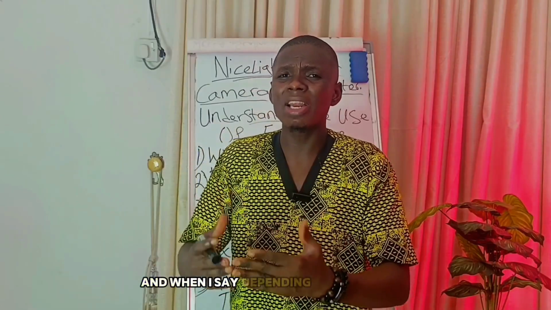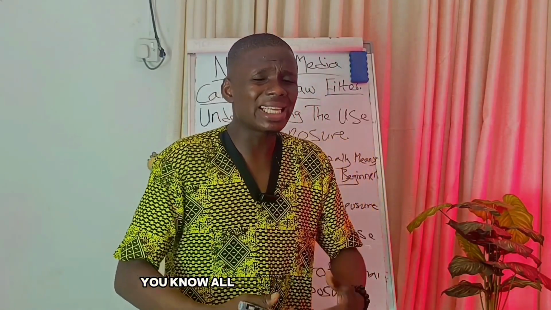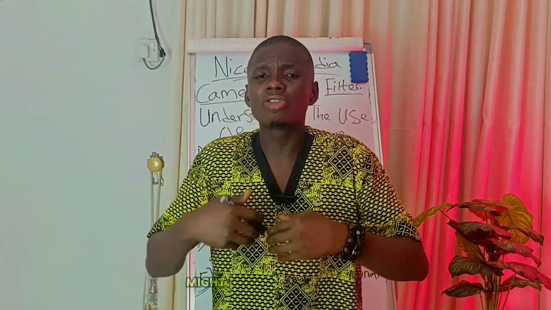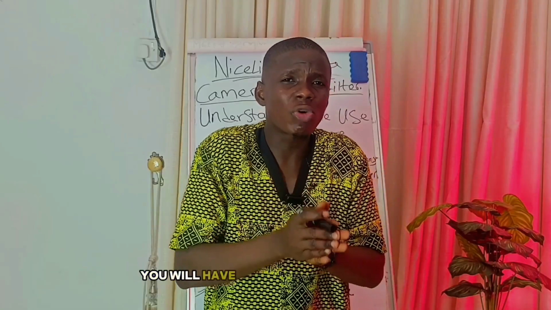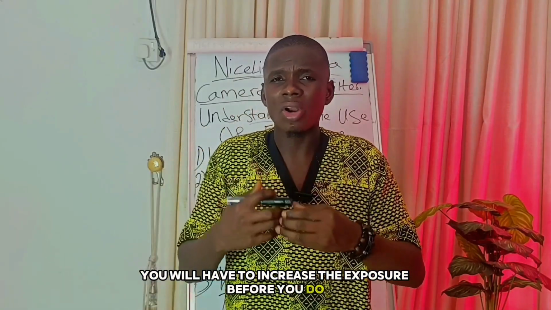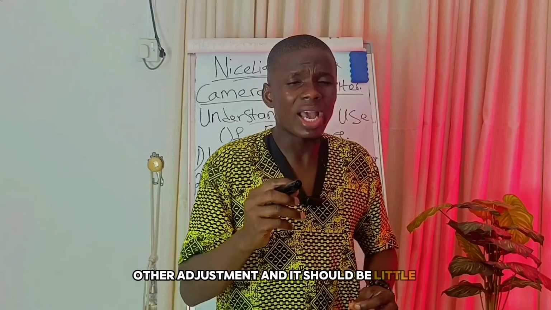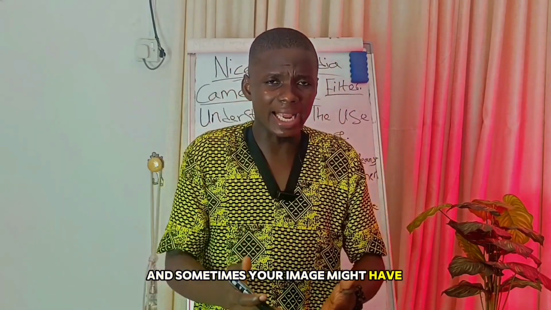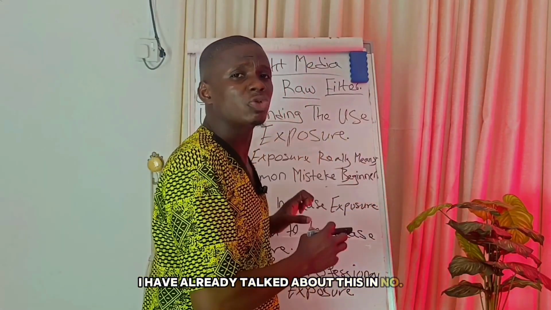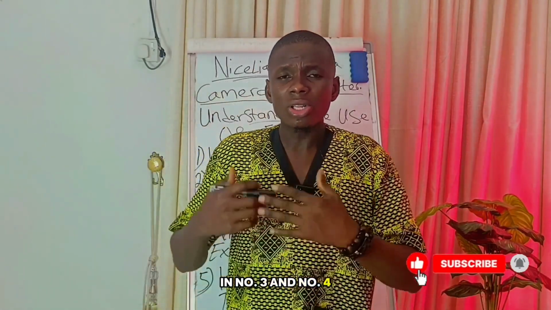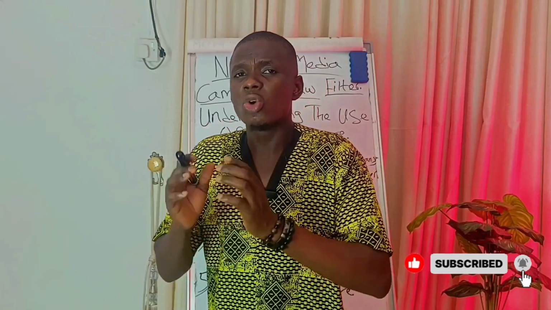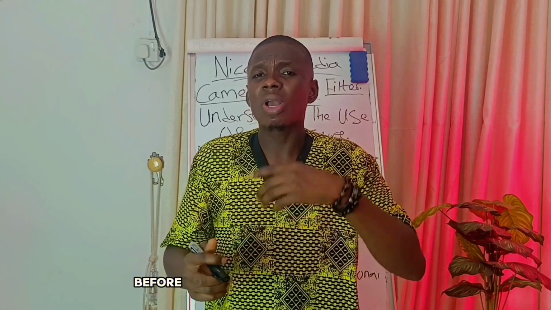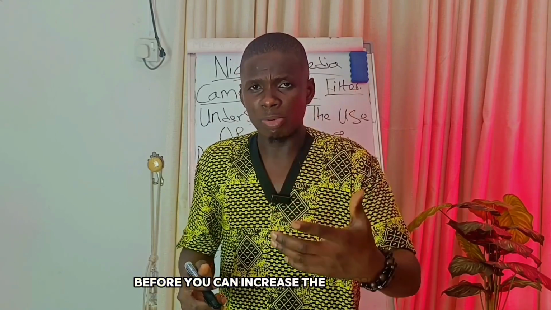All lighting is not the same. Sometimes your image might look dark and not have highlights. Then you will have to increase the exposure before you do other adjustments, and it should be little. And sometimes your image might have highlights, as I already talked about in numbers 2, 3, and 4. You will have to reduce the highlights and shadow before you adjust the exposure.